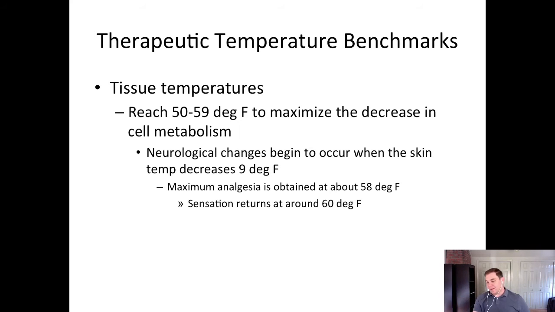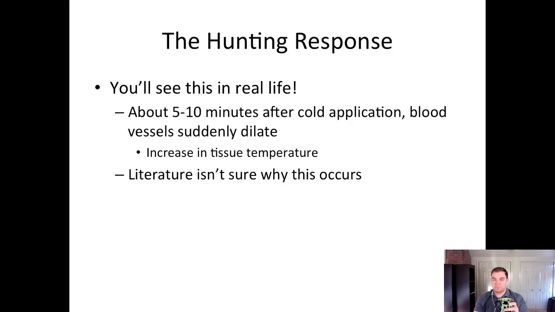So if I have a patient that's in a lot of pain, excruciating pain, 10 out of 10 on the numeric pain rating scale, I can place an ice pack on them. About a 9 degree Fahrenheit decrease in tissue temperature, and the patient notices that their pain's decreasing. At about 58 degrees Fahrenheit, that patient is numb, and as that tissue temperature rises about 2 degrees, sensation begins to return. That's a very short window. It may be 2 minutes, it may be 20 minutes, depending on the patient and the environment, right? That patient's tissue temperature may actually increase rapidly and they're back having pain.